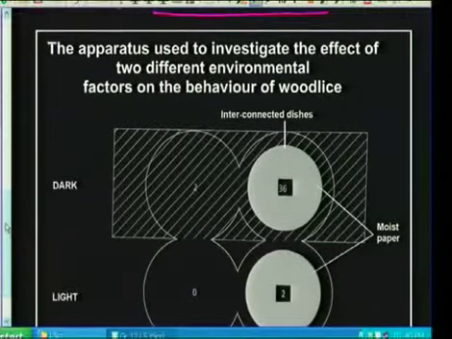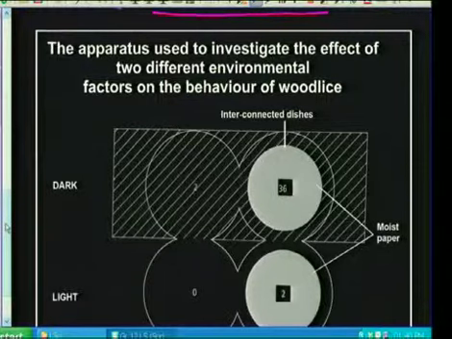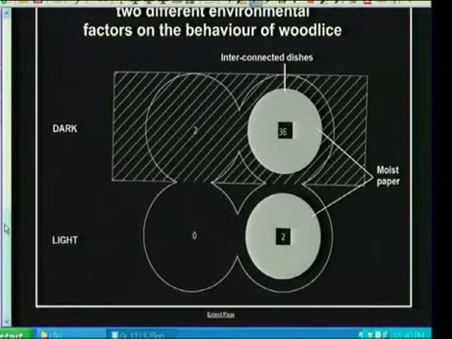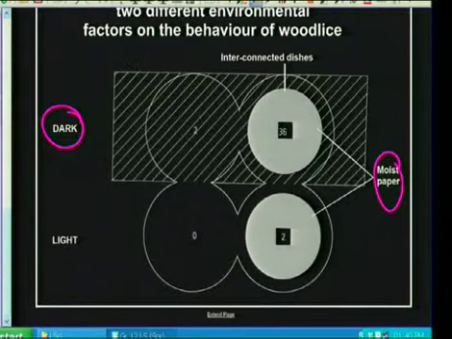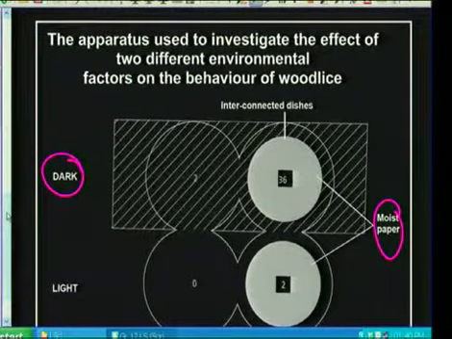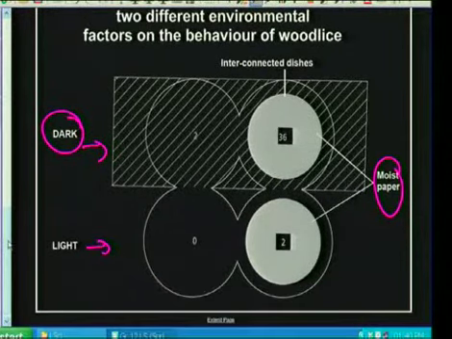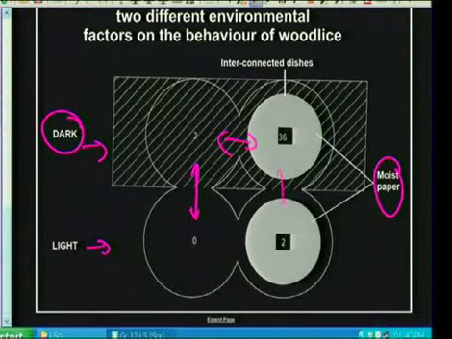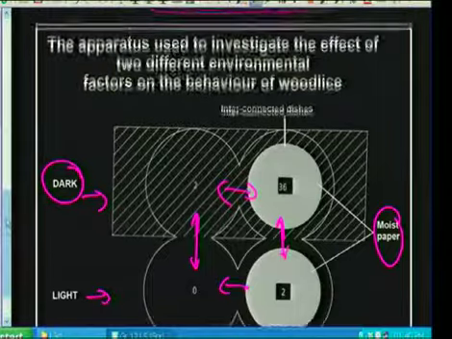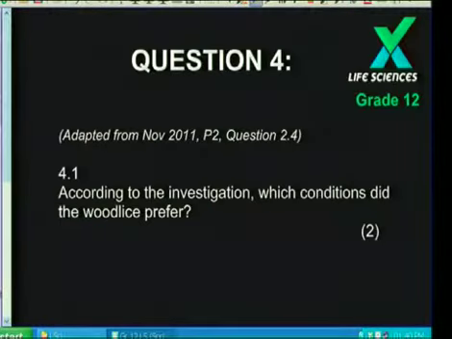So let's look at the illustration that we have. Here we see a diagram showing the apparatus that was used to investigate the 2 different environmental factors we're looking at, which are light and dark, and moisture. So we're testing 2 variables simultaneously in this experiment. Here we see 4 petri dishes that have been covered. These are in the dark and these are in a light area, and these are kept with moist paper in them, but they are all interconnected, which simply means that the woodlice could choose to move into any one of those areas based on their preferences. Let's move on to the questions based on this.